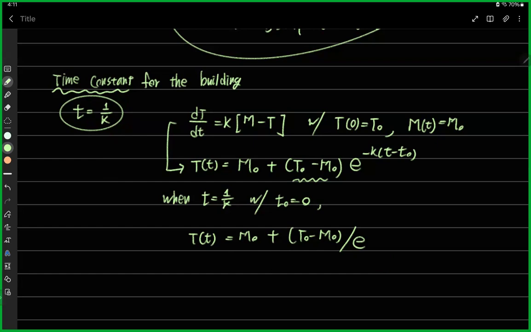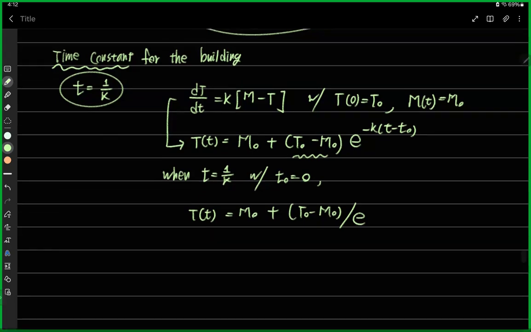Is there something else that makes this special? Yes. When t equals 1 over K, we got this one over e. It means that the temperature is changed exponentially. That happens when t equals 1 over K, which means that when t equals the time constant, the temperature changes exponentially. So that's another meaning of the time constant. Okay, that's it for Newton's law of cooling.